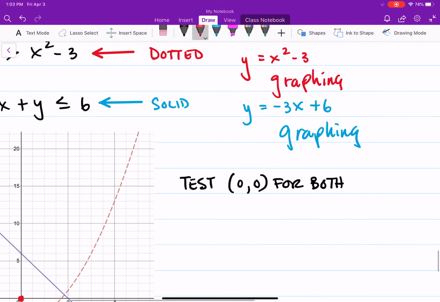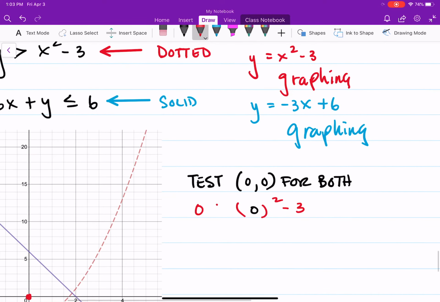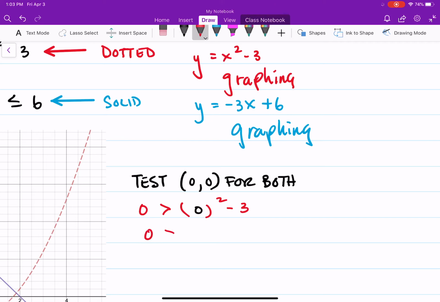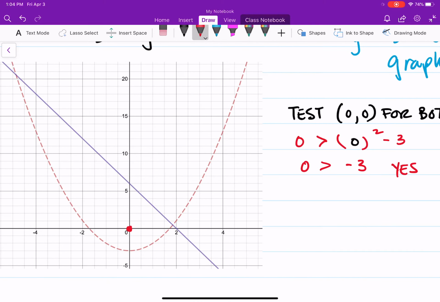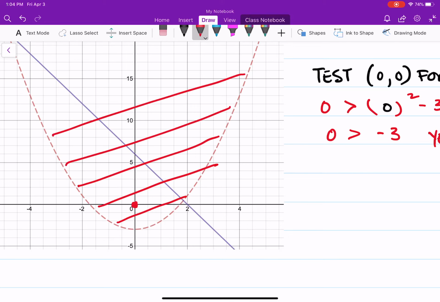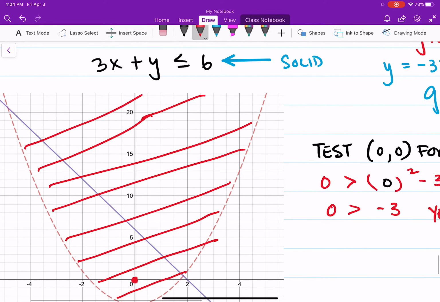So let's take a look at the red. I'm making a lot of mistakes here. And the dotted is this. Is 0 greater than 0 squared minus 3? Okay, so 0 squared is just 0, minus 3. So is 0 greater than negative 3? And the answer is yes. Okay? And if you notice, 0, 0 for the red dotted line is on the inside of that parabola. So in that case, if it's a yes, that means I stay on the inside of that parabola. Okay?